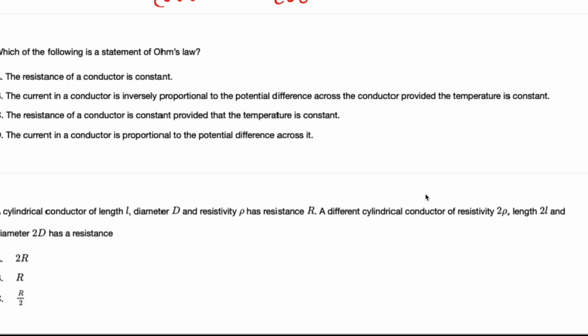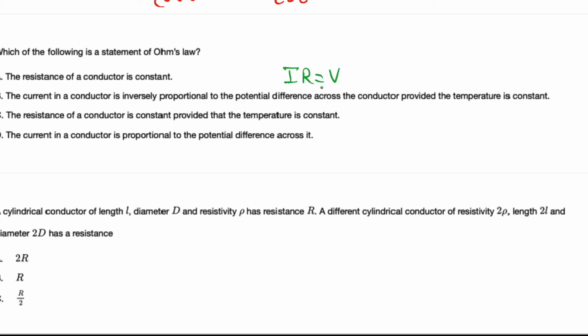Which of the following is a statement of Ohm's law? So the resistance of conductor is constant. This is wrong because temperature has to be constant. Current in an inductor is inversely proportional to the potential difference across the conductor, provided that the temperature is constant. This is not correct because current is proportional to potential difference.